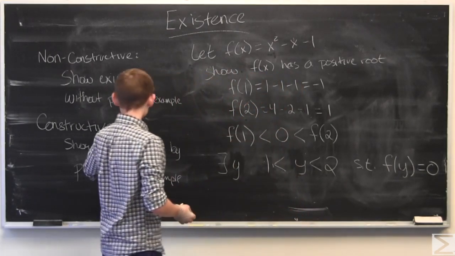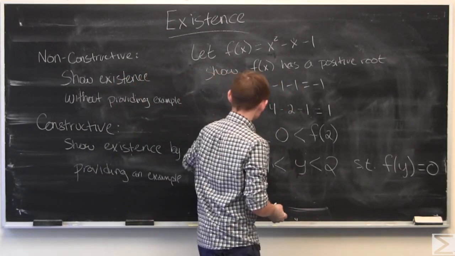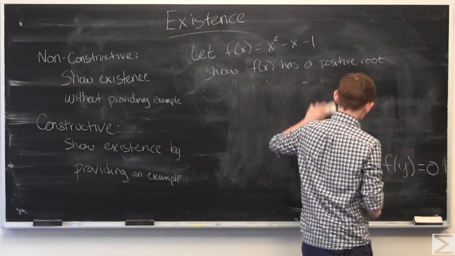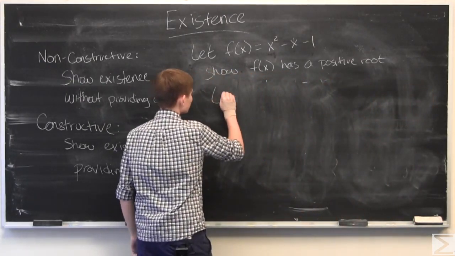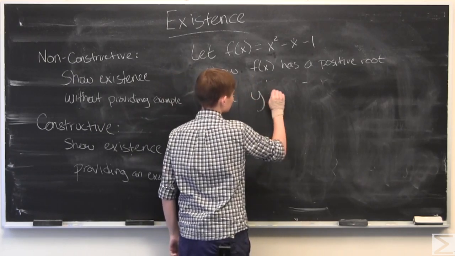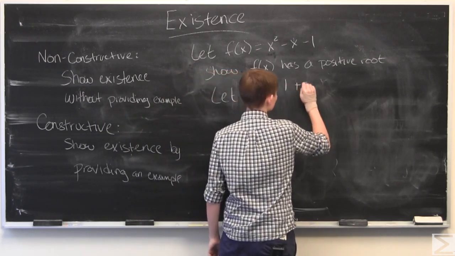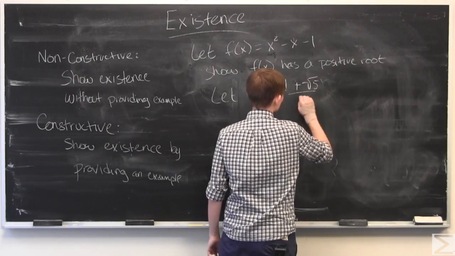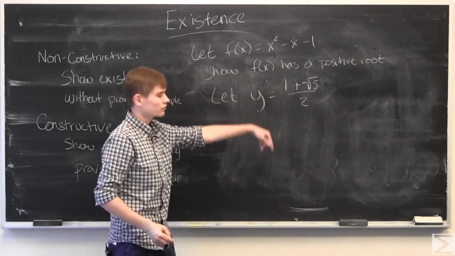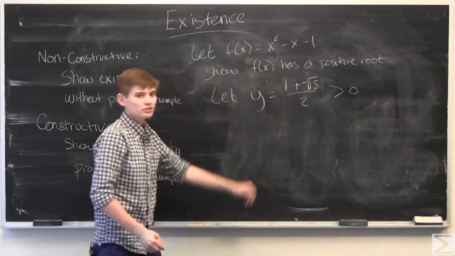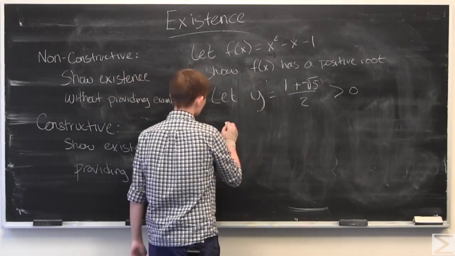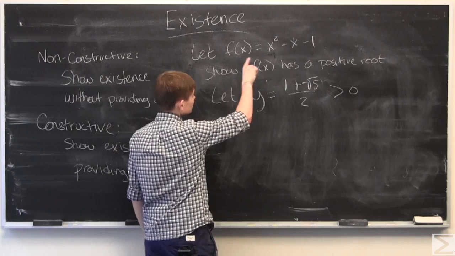Whereas if you were to do this constructively, you would just start off by saying, let y equal to 1 plus root 5 over 2, which obviously must be greater than 0. And then we just plug it in.